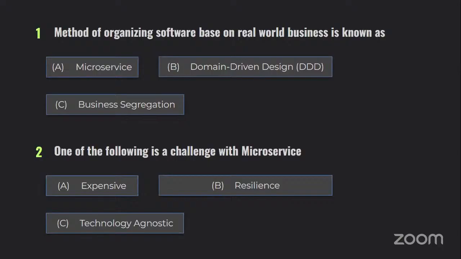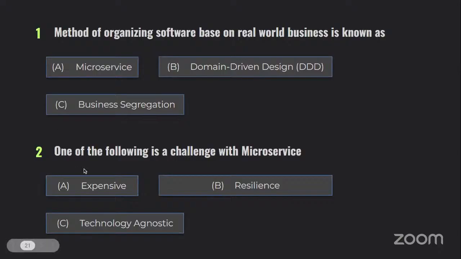Yes, yes. Okay, so that's fine. Yeah, you can just go ahead and ask the questions. So the first question: the method of organizing software based on real world business is known as A, microservice, B, DDD, which is domain driven design, C, business segregation. Take note of the words method of organizing software. Can someone quickly answer the question? So B, yeah, B, correct. Domain driven design. So you organize your software based on the real world business.